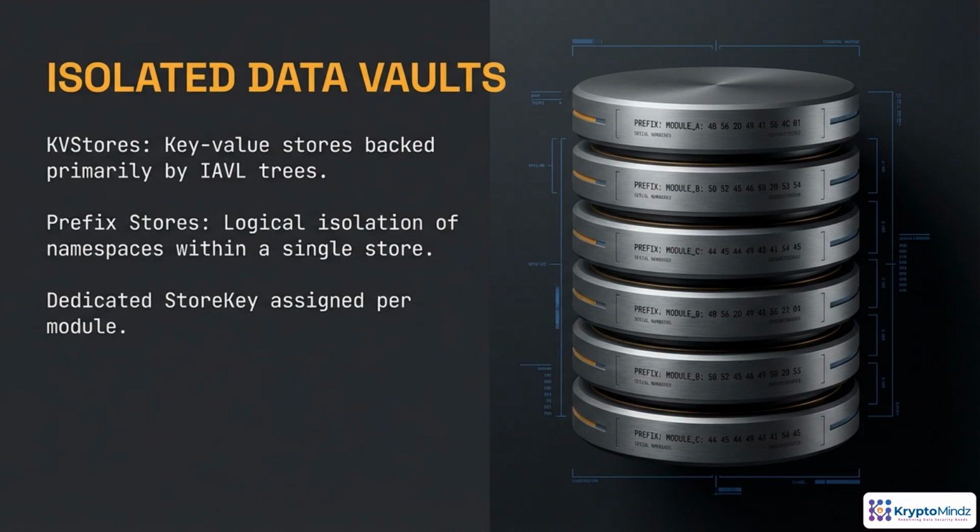On a Cosmos SDK chain, think of each module's state as living in its own data vault. KV stores are the primary abstraction. Simple key-value stores, usually backed by IAVL, giving deterministic, Merkle-proved state. Prefix stores then carve out clean namespaces on top, so different logical areas never collide. Each module owns a dedicated store key, which is how it gets access to its vault and nothing else.